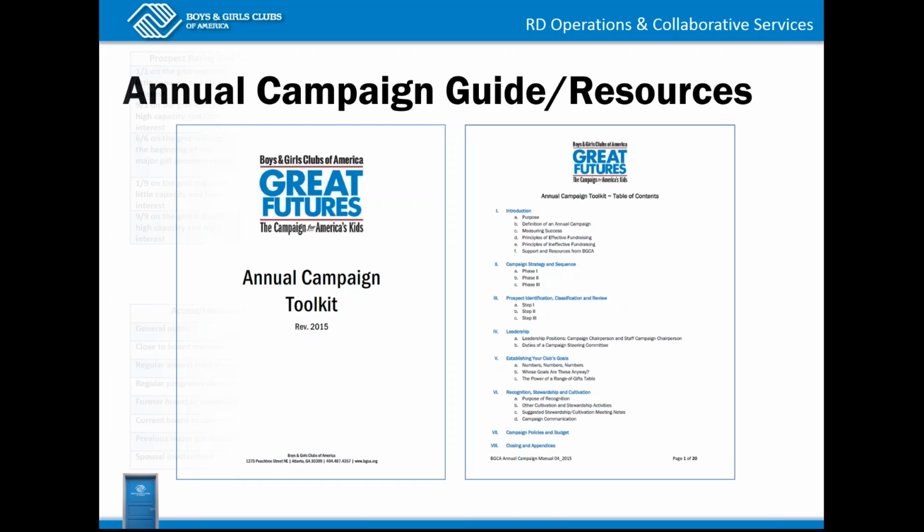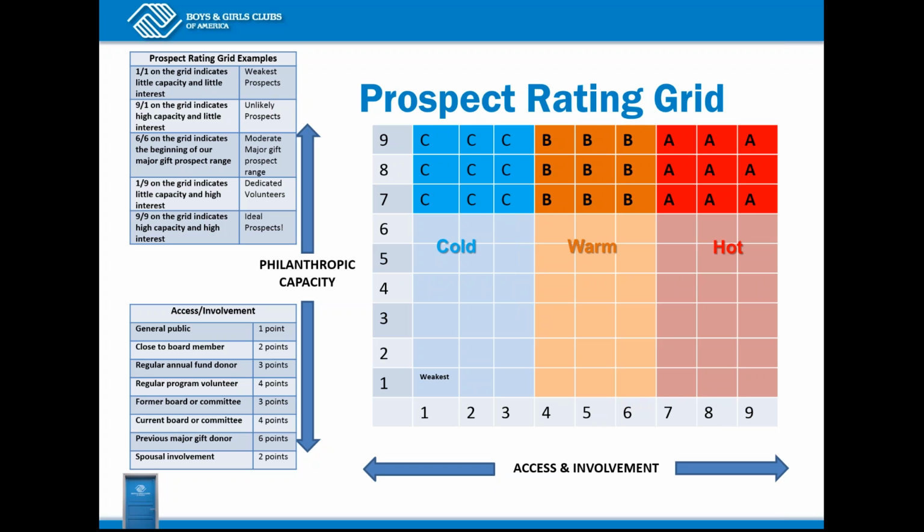Another example of a great tool that's available to you in the toolkit. What this will help you do is step back for a minute and really evaluate the quality of your prospects and whether they're weak, medium, or strong prospects, to give you an idea of whether they're ready to be asked now or whether a little bit more work is necessary. And if you go through a prospect rating process like this, you'll really be well poised to succeed in your annual campaign.